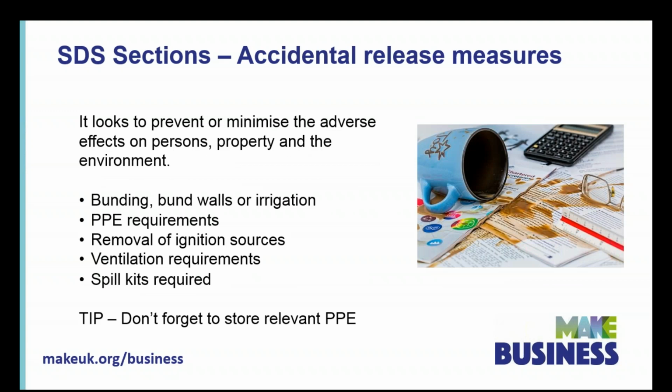Moving on to section 6, which is accidental release. This is important information around how you put in engineering controls in your workplace, such as bunding, bund walls, and irrigation systems to prevent, firstly, the spill, or ensure containment of the substance. It will cover PPE requirements again, removal of ignition sources, ventilation requirements, and spill kits required. There are lots of spill kits on the market. I have known instances where the spill kit itself, mixed with the chemical, creates a byproduct which is a hazard. So spill kit compatibility with the substance is very important, otherwise you can create another hazardous substance. The tip here is, don't forget to store the relevant PPE for spill kits as well, as with first aid. It is important to make sure the workers who have to deal with a spill are protected, as they may face even higher levels of exposure than the users themselves.